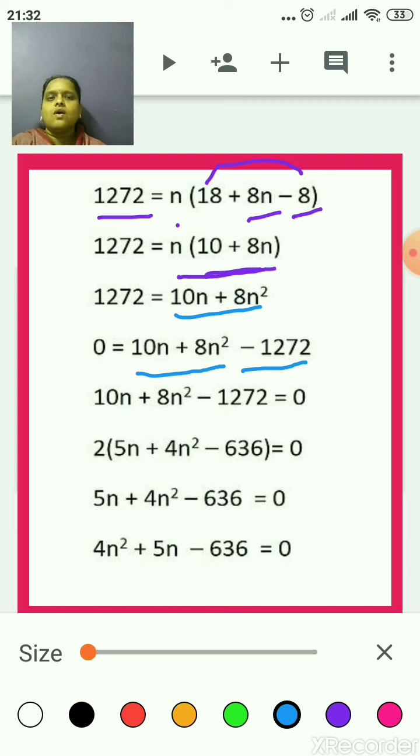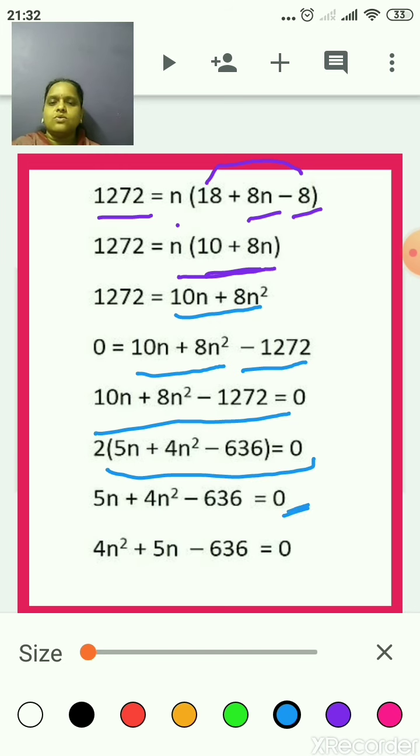Just take the 0 on the right-hand side and bring all the terms on the left-hand side. It will become 8n square plus 10n minus 1272. Take the 2 common: 2 in the bracket, 4n square plus 5n minus 636. If you divide each term by 2, you will simplify. Bring this 2 to the other side, so 0 upon 2 will become 0. So you are getting the quadratic equation here as 4n square plus 5n minus 636.